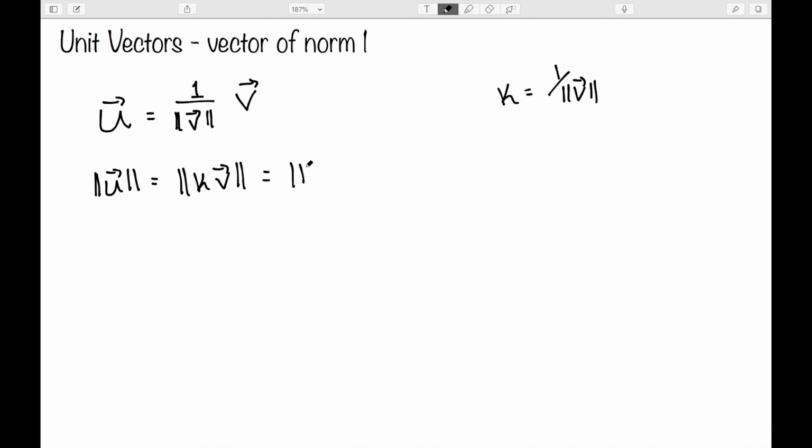My last property told me that this is the absolute value of k times the length of v. Well, k is just 1 over the length of v, which is always positive, so I can ignore the absolute values, times the length of v, which works out to be 1. So this is a unit vector, and this is known as normalizing v.